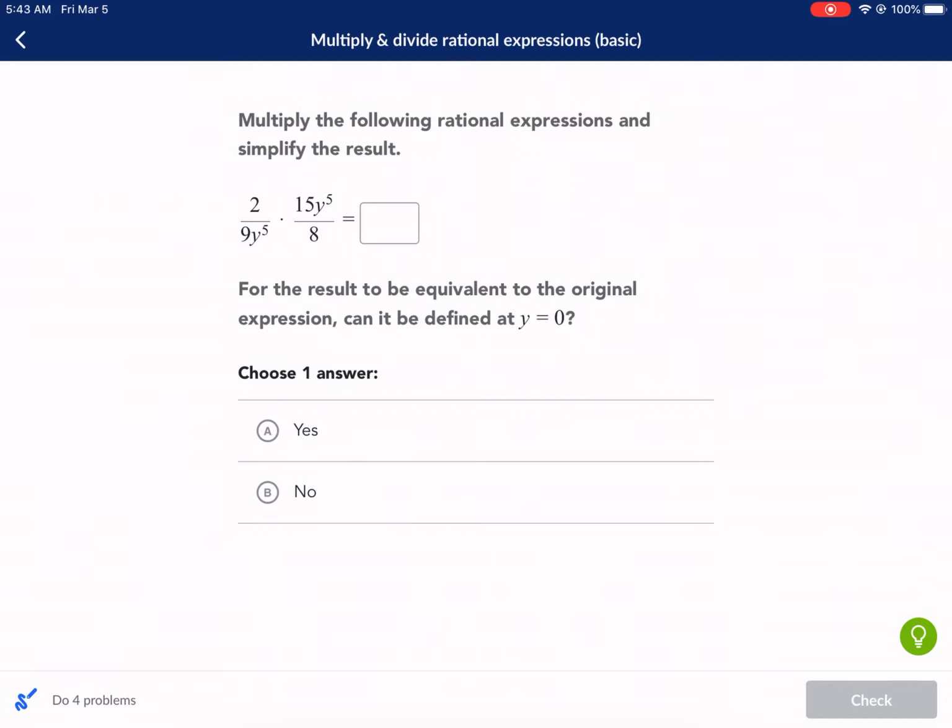Today we're taking on multiply and divide rational expressions, the basic one on Khan Academy. We're going to do some advanced ones later on, but let's start here. Multiply the following rational expressions and simplify the result. We have 2 over 9y to the 5th times 15y to the 5th over 8 equals something.